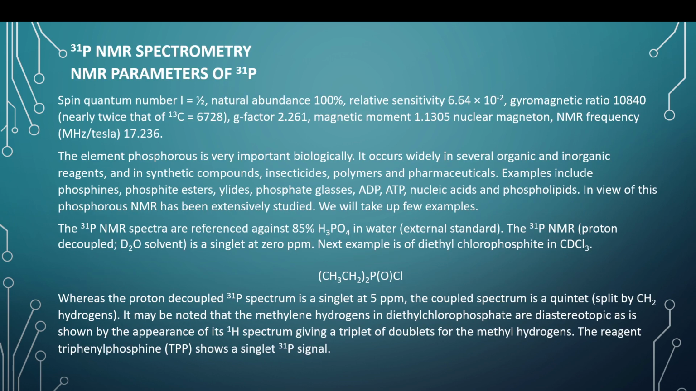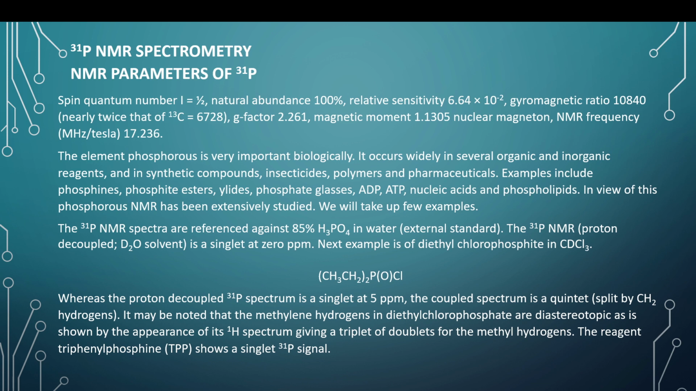Next, we pass on to 31P, phosphorus NMR spectrometry. NMR parameters of phosphorus 31: spin quantum number half, natural abundance 100%, relative sensitivity 6.64 × 10^-2, gyromagnetic ratio 10,840, nearly twice that of carbon 13, which is 6728, g factor 2.261, magnetic moment 1.1005 nuclear magneton, NMR frequency 17.236 MHz per Tesla.